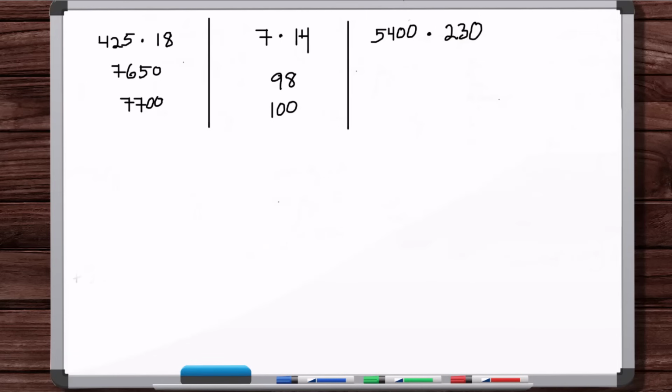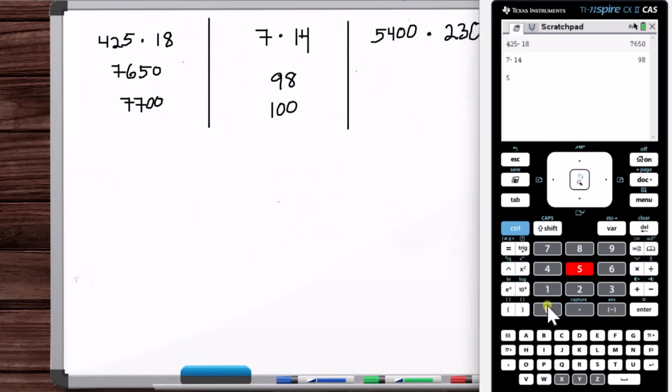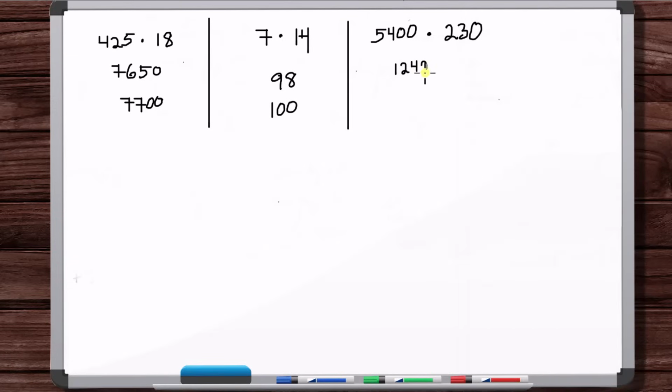5,400 times 230. Okay, this has 2 significant figures. This has 2 significant figures. So we round this to 2 significant figures. We have a 4 here. This 2 will stay as is. 120,000.